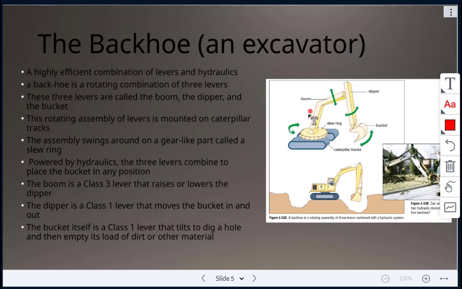So this boom is a class 3 lever. It's going to raise or lower the dipper. The dipper is a class 1 lever. It moves the bucket in and out. And then the bucket itself is also a class 1 lever. It can tilt to dig a hole, and then it can also empty its load of dirt or other material.